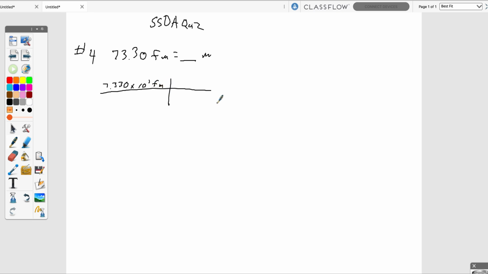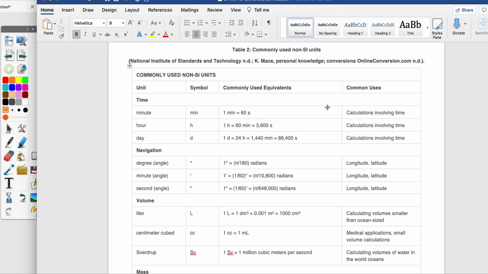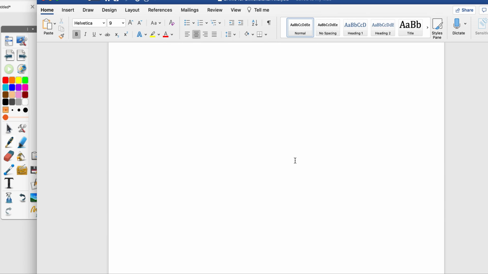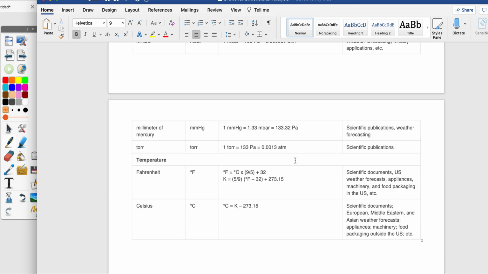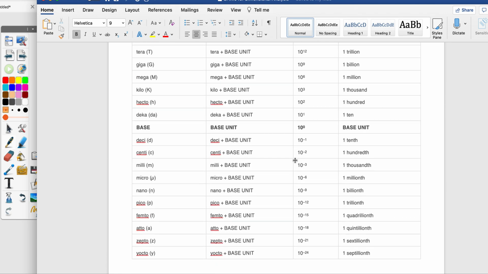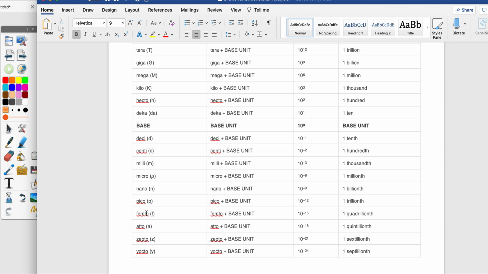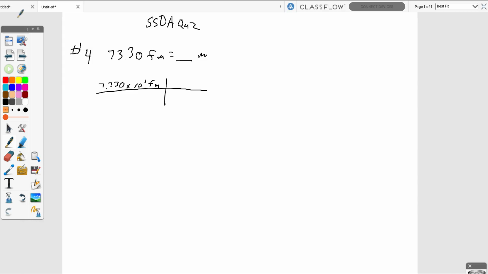Okay, and we are converting it to meters, but we need to look at our conversion chart here, okay? Slide this over. Our conversion chart. So at the bottom, so here we start at the top. There's table 1, table 2, table 3. Way down at the bottom is going to give us femtometers, okay? And this is 10 to the negative 15. So we're going to set this up to be 10 to the negative 15, and this is meters, and this is 1 FM.